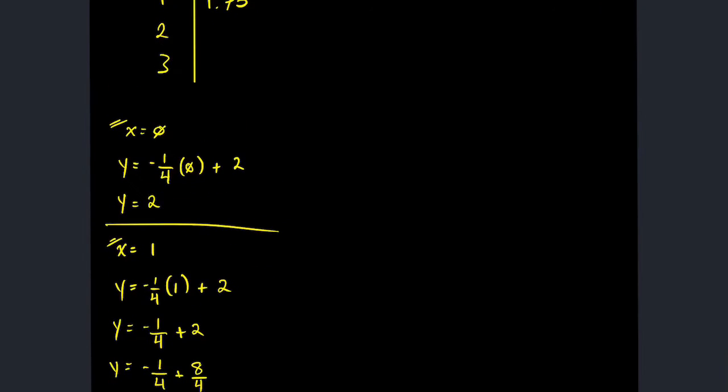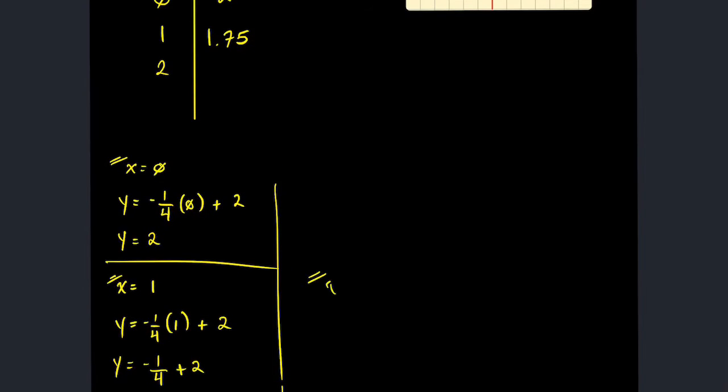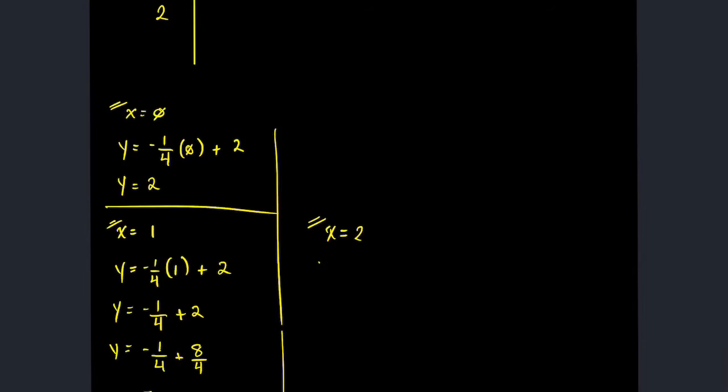And I'm actually just going to do 2, just for the sake of time here. Let's do another work here. And we have x equal to 2. And we do y equals -1/4 times 2 plus 2.